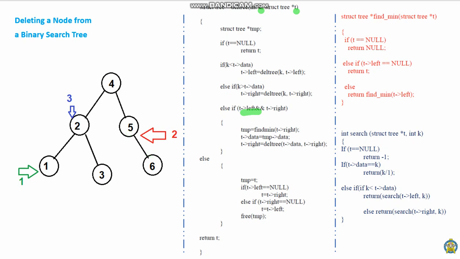The second case is deleting a node having one child. Similarly, if it was a left subtree, the right would get connected because you have both the options here. Now let us look at the third option. That is when I'm going to delete 2.